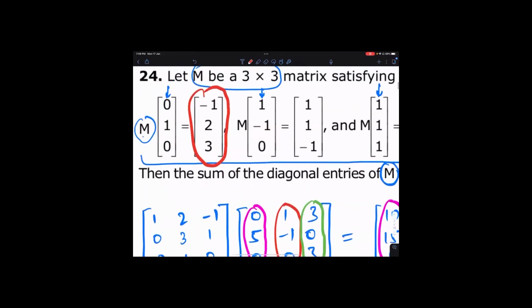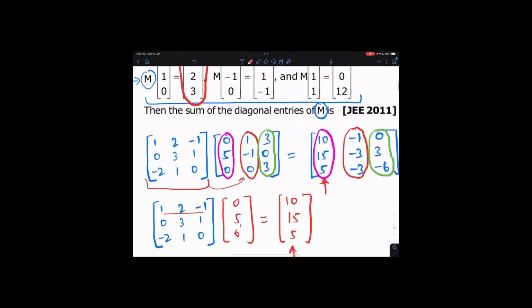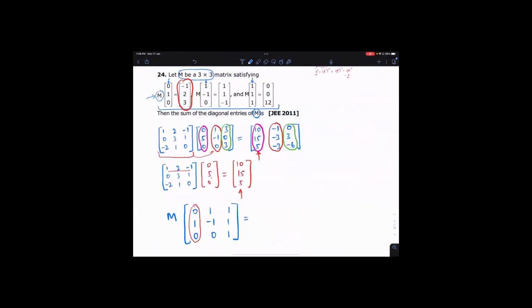Already they have given in the question: if matrix M is multiplied with 0, 1, 0, you're going to get minus 1, 2, 3. Isn't that what they have given? Okay. So the first column on the right hand side will be minus 1, 2, 3. Now what will be the second column?